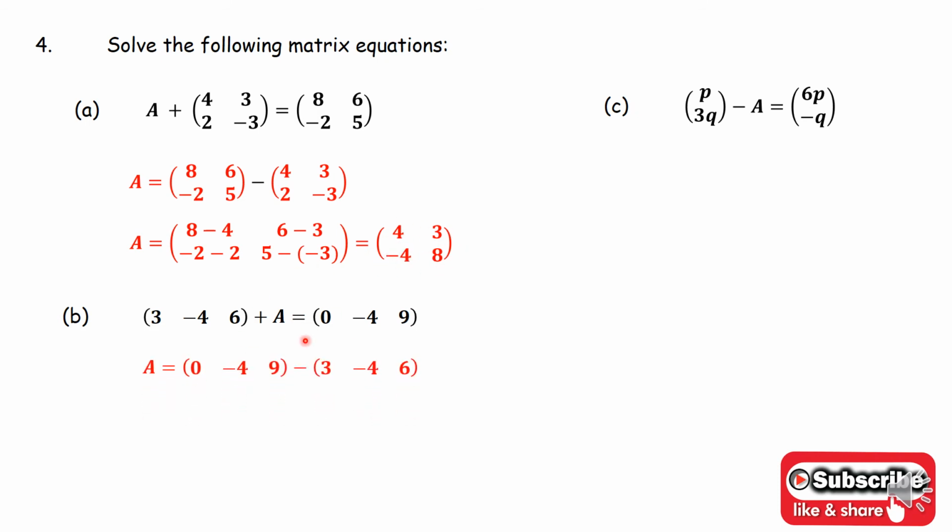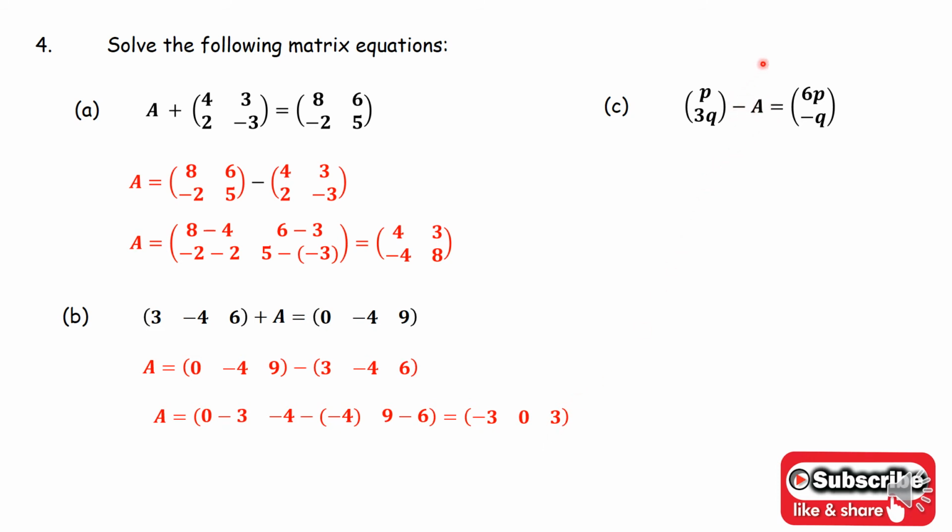And the same applies here. You get A on its own. So this 3, negative 4, 6, this row vector here, you will be subtracting it from the other one. And obviously, you should end up with negative 3, 0, 3. So the same applies. Be a little bit careful with this one.